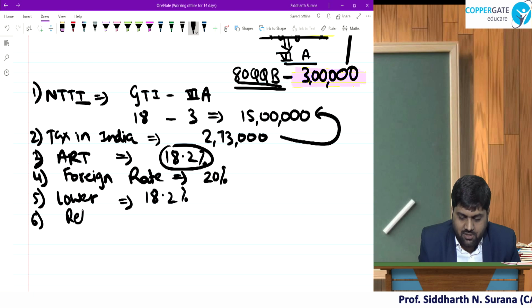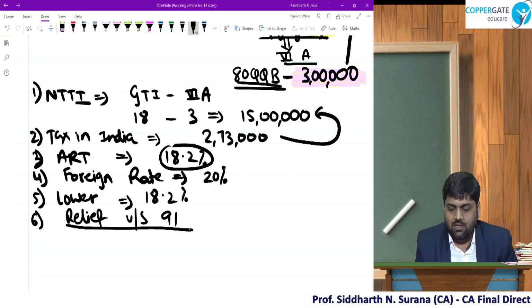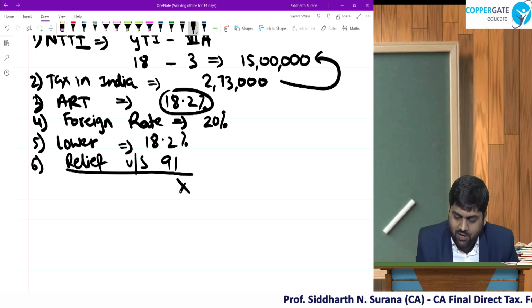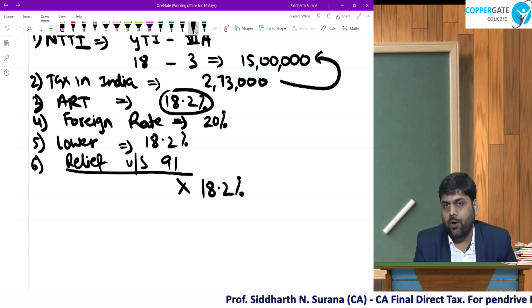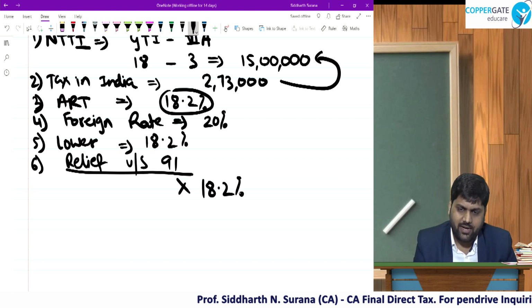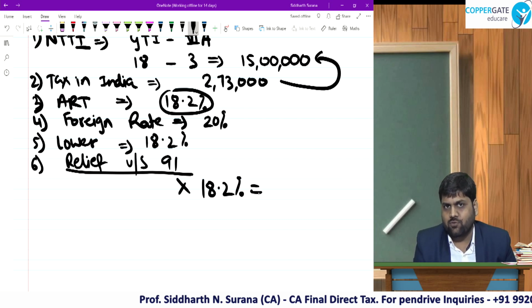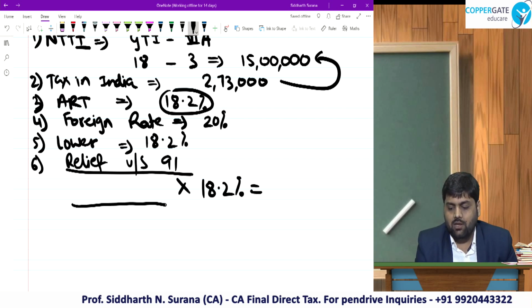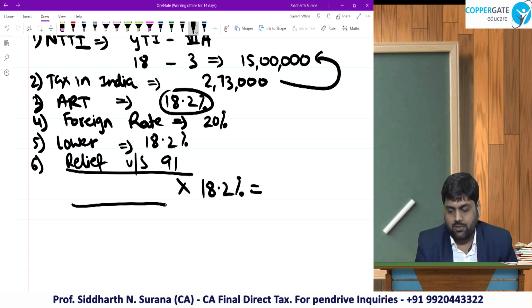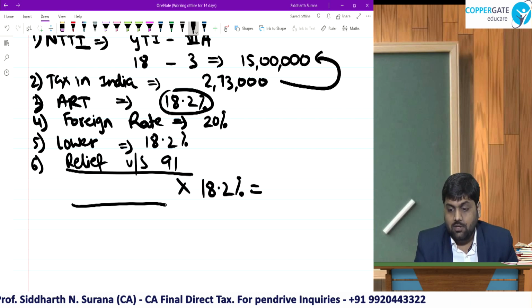Finally, we reach that stage where we have to calculate relief under section 91. In fact, we have already decided that this will be calculated at 18.2%. Relief under section 91 at 18.2%, lower of the two. You just have to decide that this 18.2% will apply on what amount. Let me give you options.